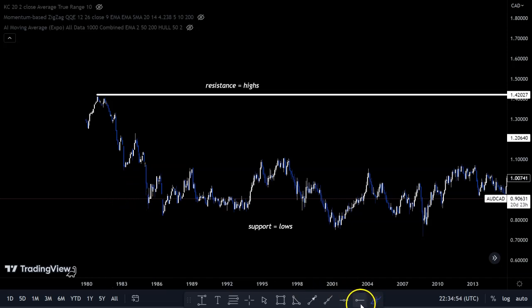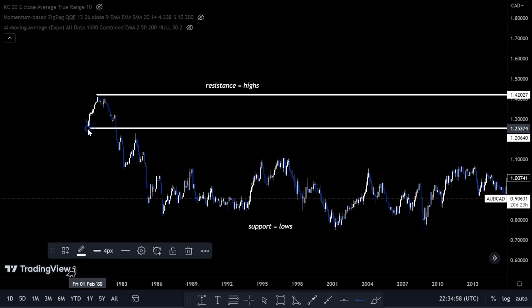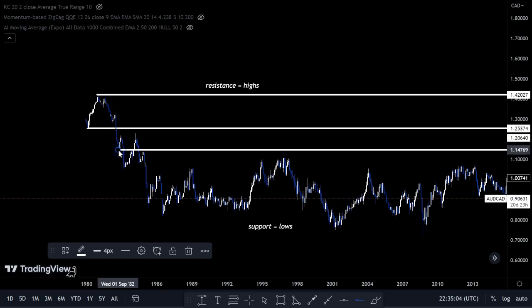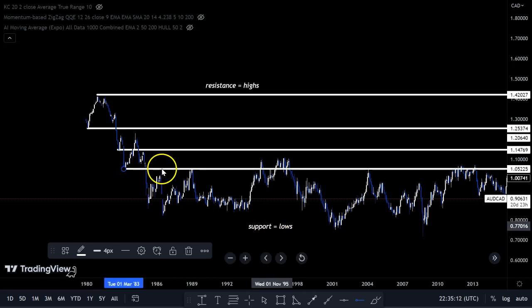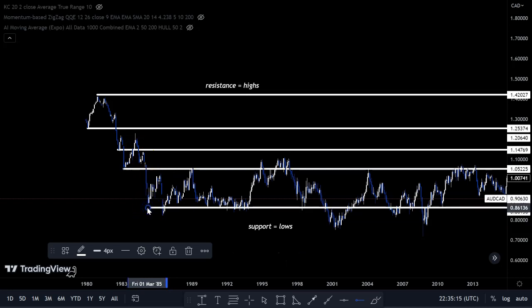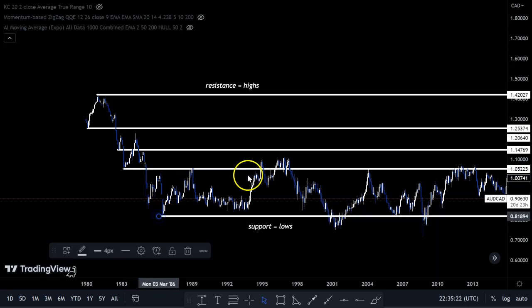For example, this is a low here and there was a break of the low. So this is a low here until there was a break of the low. This is a low here and thus your support until there was a break, and this is your low and your support until there was a break, and this is another low here until there was a break.